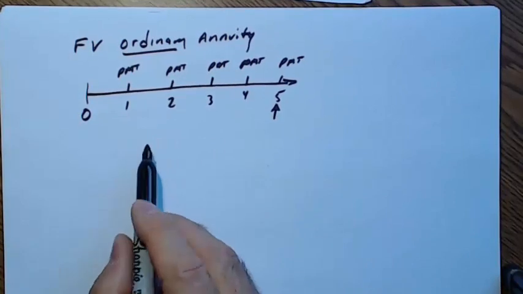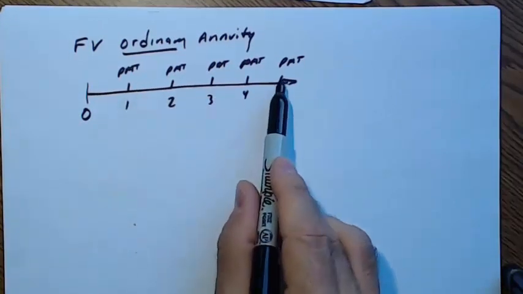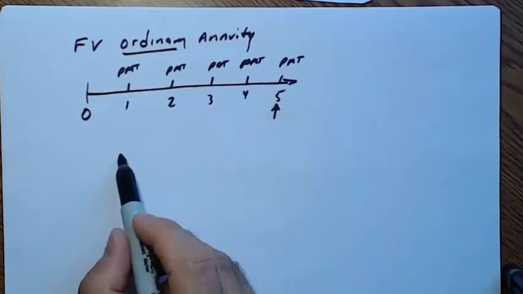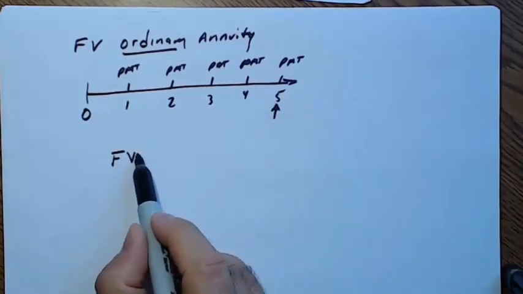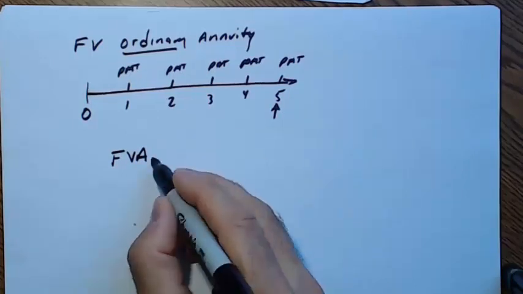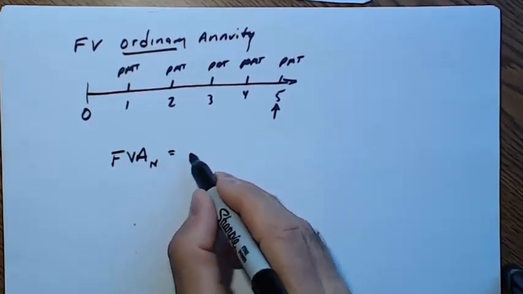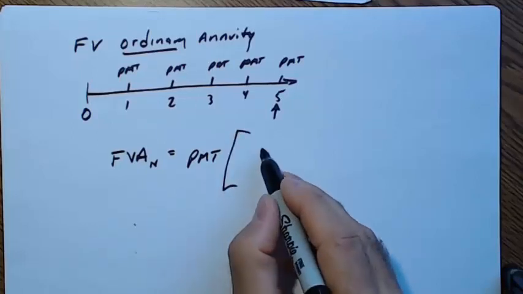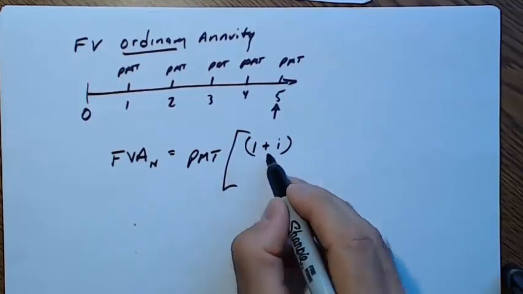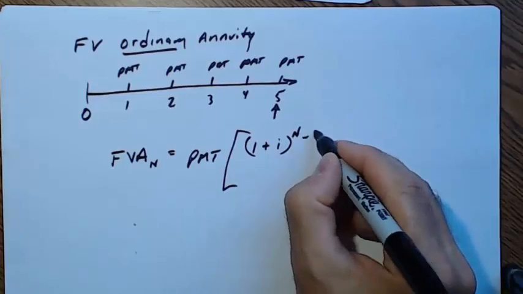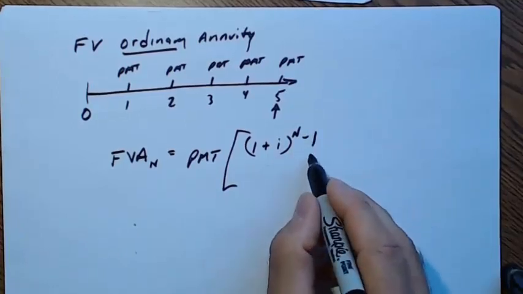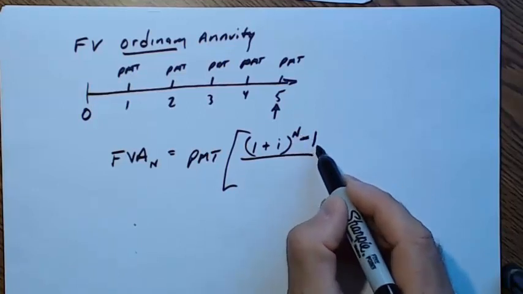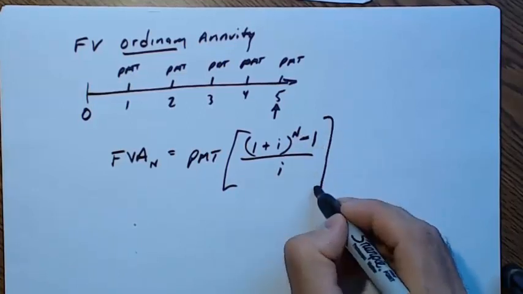So the general formula for this, if you wanted to put this into a nice neat formula, the formula looks like this. The future value of an annuity for n periods equals your payment times 1 plus I to the n power minus 1, okay, all over, that's an exponent. The n minus 1 is not an exponent, divided by I.